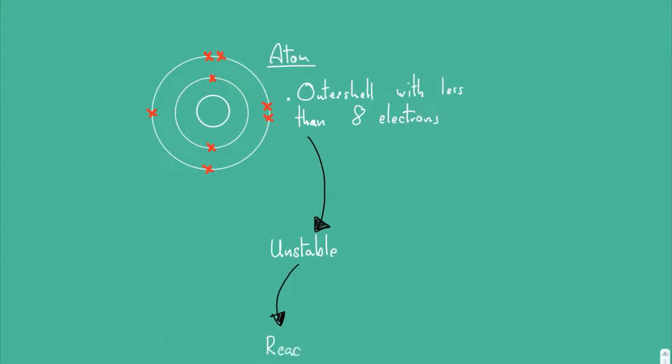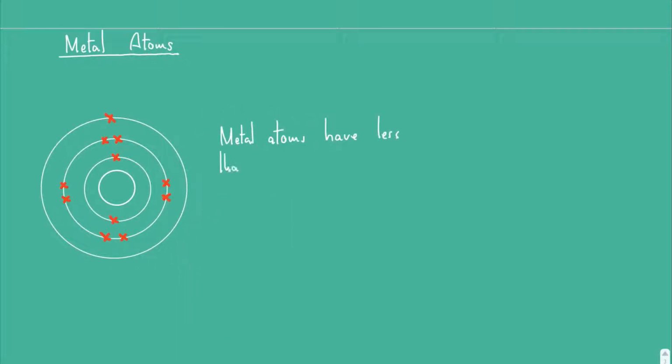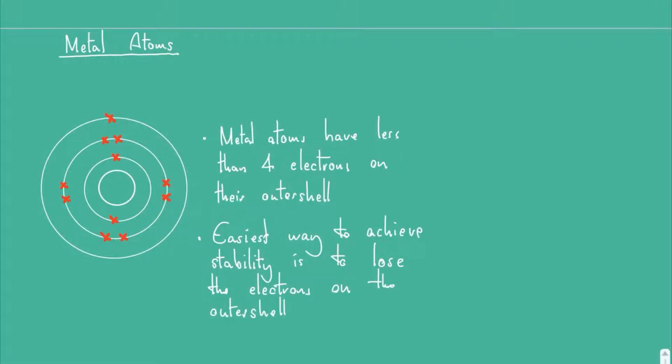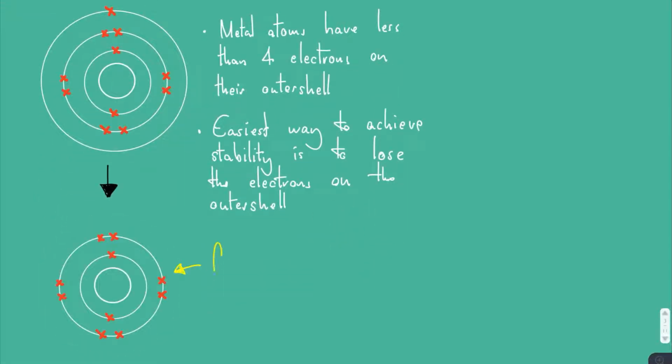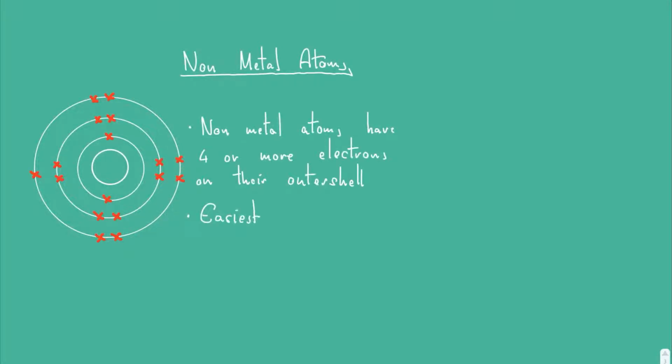So firstly, let us look at a representation of a metal atom and a non-metal atom. If we look at a metal atom, it has less than 4 electrons on its outer shell, and as a result, if it wants to achieve a full outer shell, the easiest thing for it to do is to lose those remaining electrons on that outer shell, and then it's left with an outer ring of 8 electrons, so a full shell, is happy, is stable. For the non-metal, it makes a lot more sense for it to just gain however many more electrons to achieve that full outer 8.